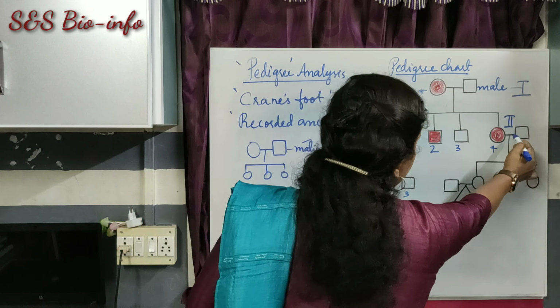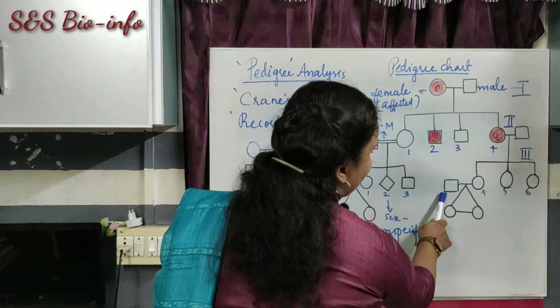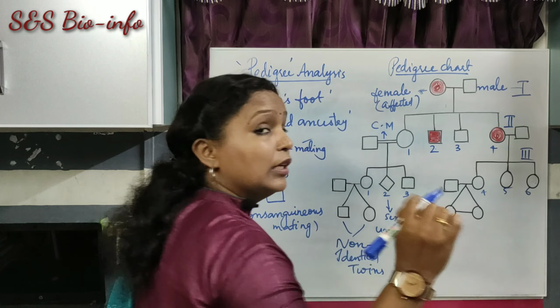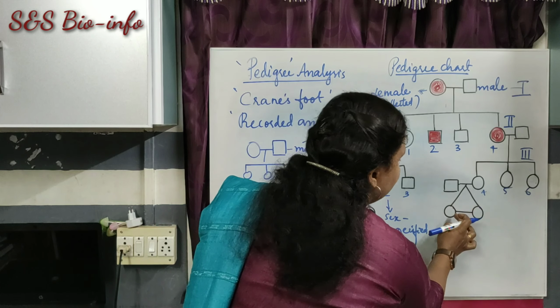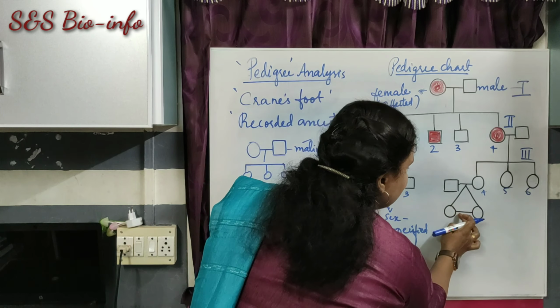Okay, here you look at the diagram. See, this particular female got married to a normal man. Then they got 2 female children. But these are connected by a horizontal line that shows the identical twins in that family. So this particular symbol shows identical. This horizontal line represents the identical twins.